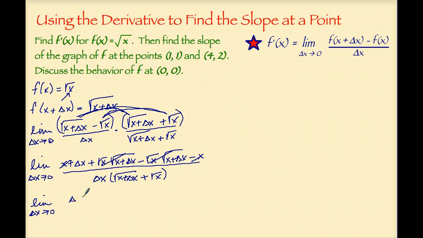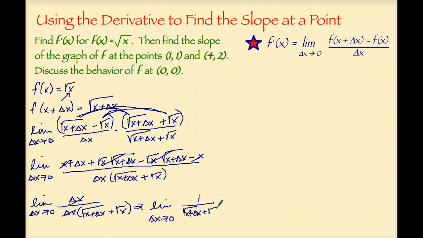So this is now going to be Δx over Δx times the quantity the square root of x + Δx plus the square root of x. The Δx's cancel, which gives us now the limit as Δx approaches 0 of 1 over the quantity square root of x + Δx plus the square root of x. We are now able to use direct substitution and let this Δx go to 0. Then we'll have this simplified expression, 1 over the square root of x plus the square root of x. Since those are like terms, we can write this as 1 over 2 square root of x. And this is your derivative.